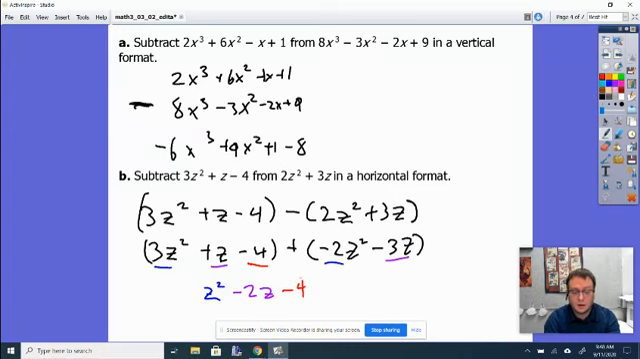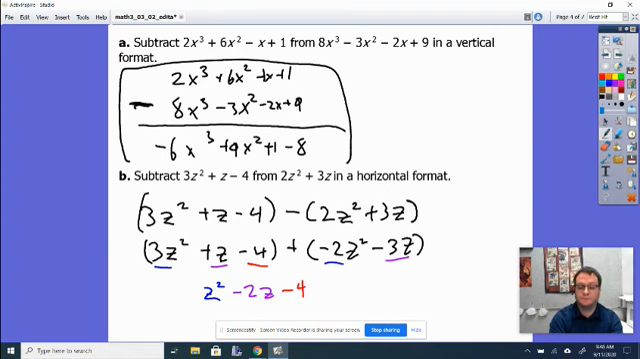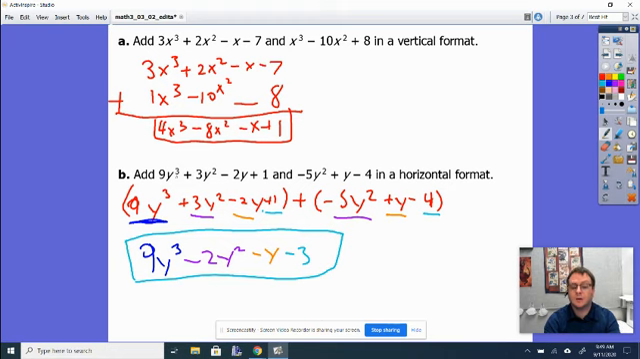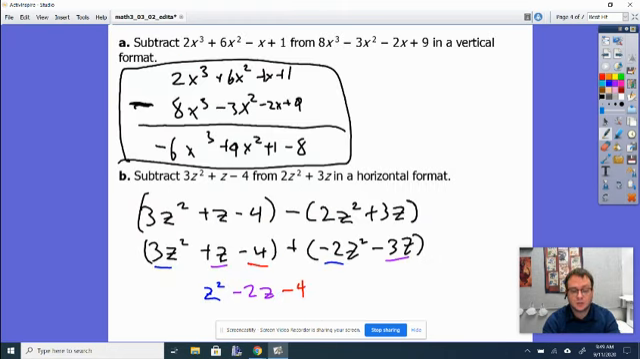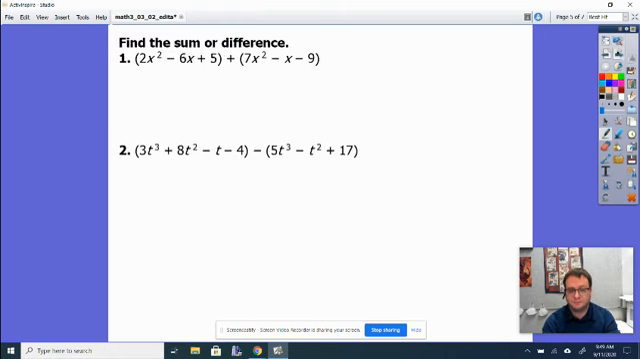Okay, honestly, for most students, I find most success with the vertical format in both cases. But again, it's up to you how you want to do it. Doesn't matter to me. Okay, so this is just some more practice. You do these in whatever format you prefer.